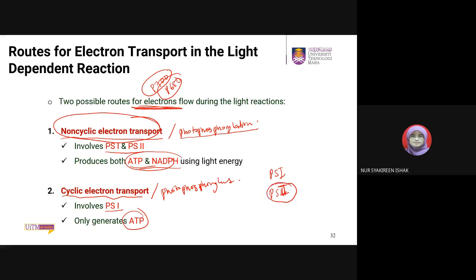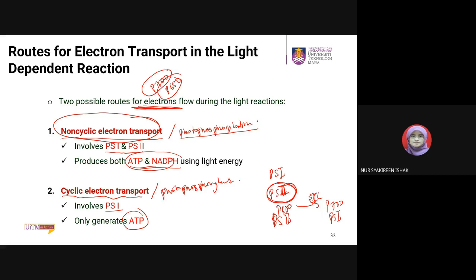Okay, so photosystem 2, dia punya chlorophyll A, which is P680, releases electrons and transfers them along the ETC, and then received by P700. So this is in photosystem 2. This is photosystem 1. Okay.